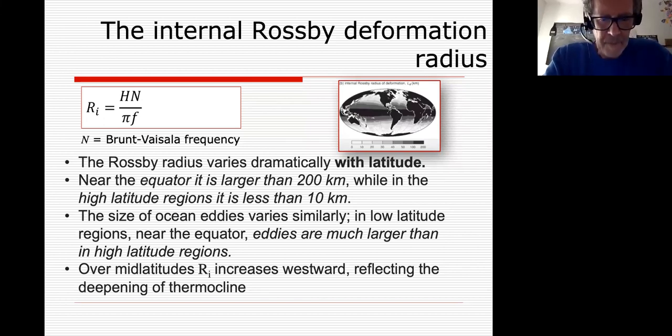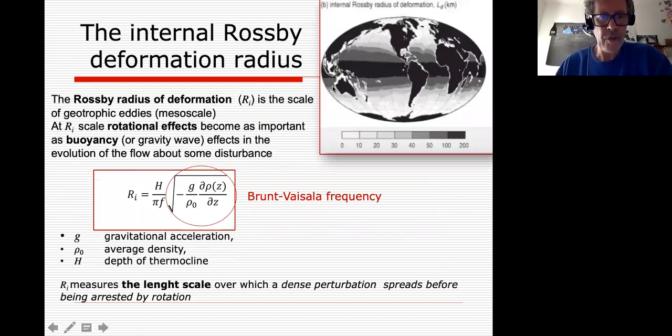In the low latitudes near the equator, eddies are much larger than at high latitudes, and we see some images that clearly show this. And over mid latitudes, also the internal Rossby radius of deformation increases westward, reflecting the zonal deepening of the thermocline. So we can see it here quite easily in this area. This area can be seen also in this small image.